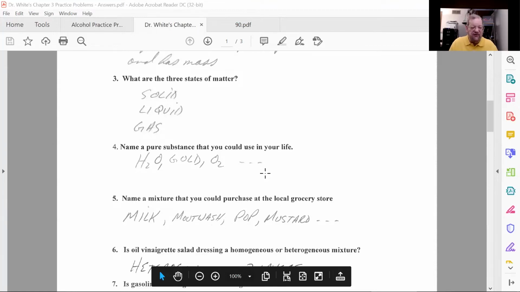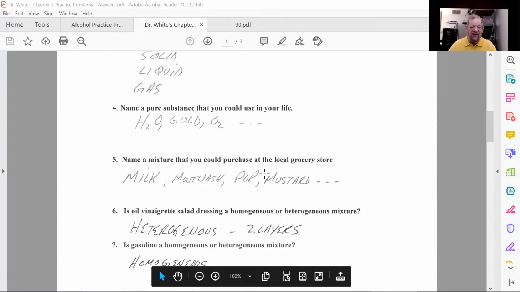Now, we talked about pure substances. Name a pure substance that you use in your life. There are many things: water, gold, oxygen, nitrogen gas, and the list goes on and on. Name a mixture that you could purchase at the local grocery store. Well, milk is a mixture. Mouthwash, which I get at Walmart, which I guess sells groceries too. Pop, and I should mention Dr. White's from Chicagoland, the stuff in a bottle or can that's carbonated and non-alcoholic, we call pop, not soda. Mustard, ketchup is a mixture. There are tons of things.